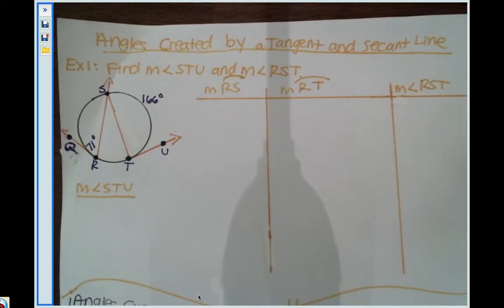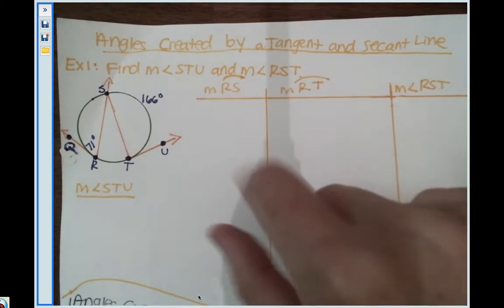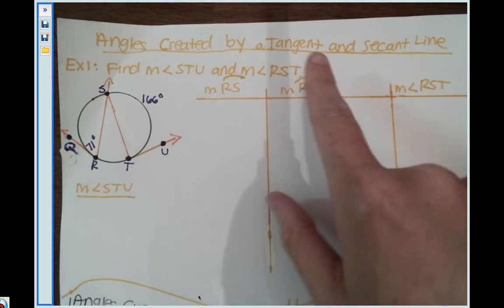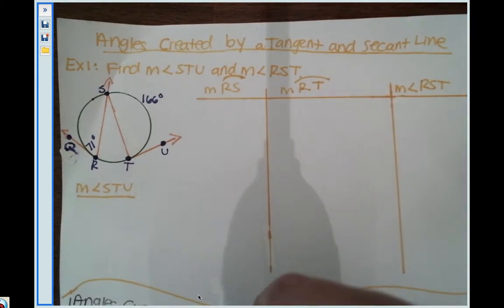Hi everyone, we're about to learn how to apply these properties of different segments intersecting our circle. They're going to create these angles, and if you watch the Prezi, you should have learned about at least one of those angle properties by now. So this first example involves angles created by a tangent line and a secant line.